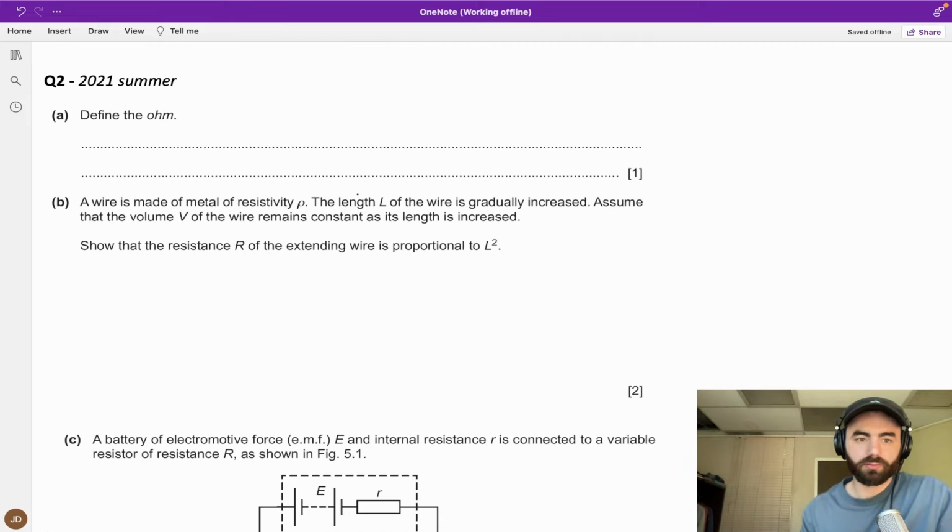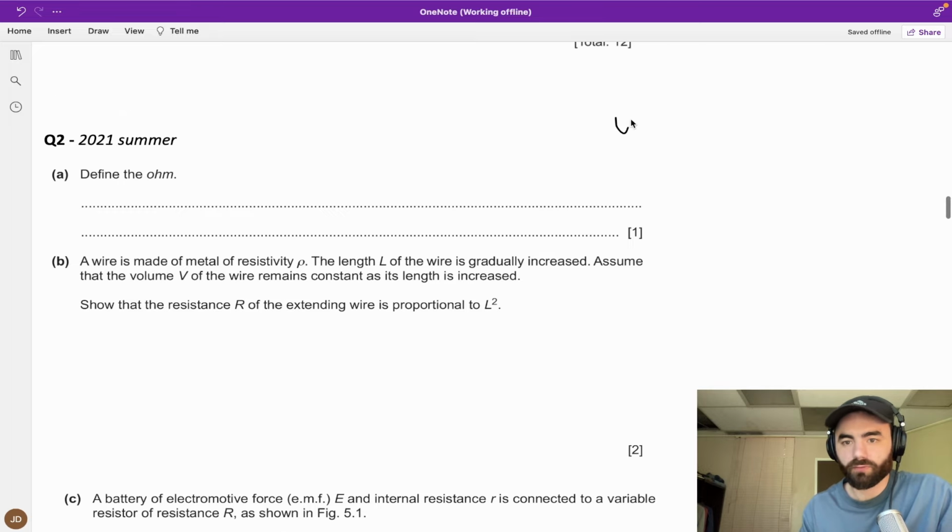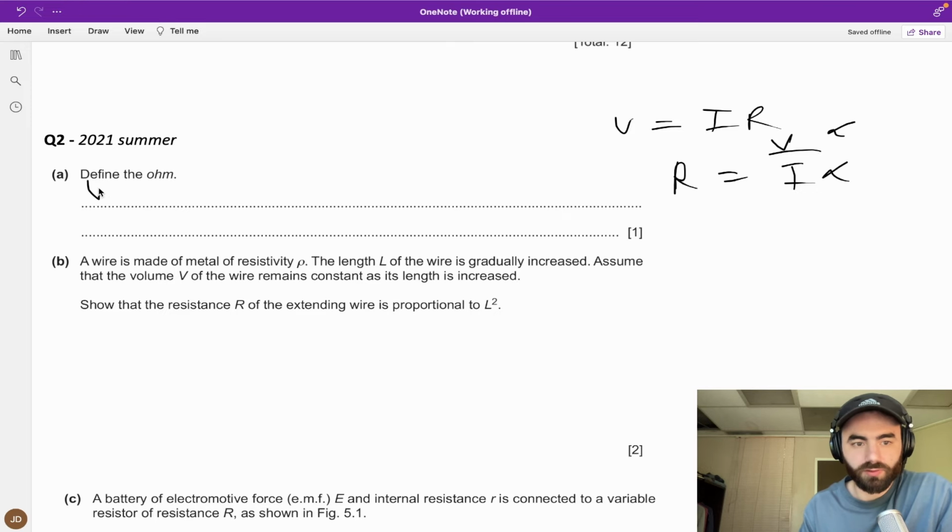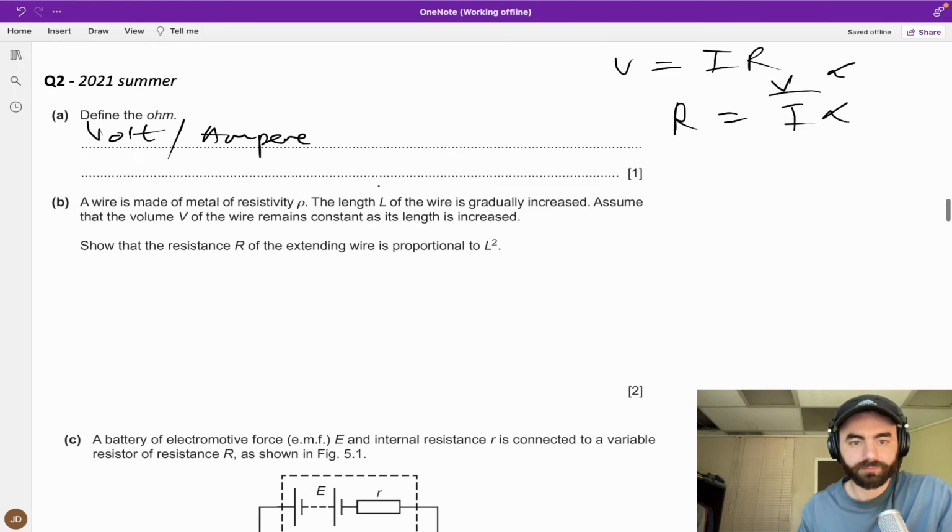Define the ohm. Voltage equals I R. R, ohm is the unit for resistance, is equal to voltage over I. So voltage is in volts and this is in amps. So it should be volt divided by amp.